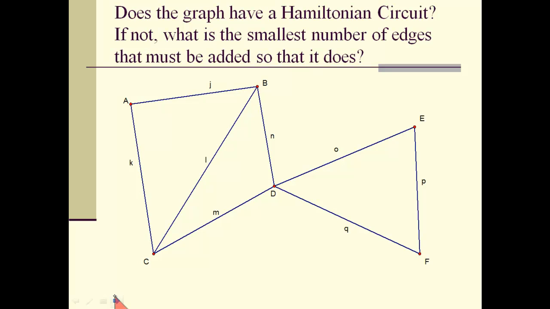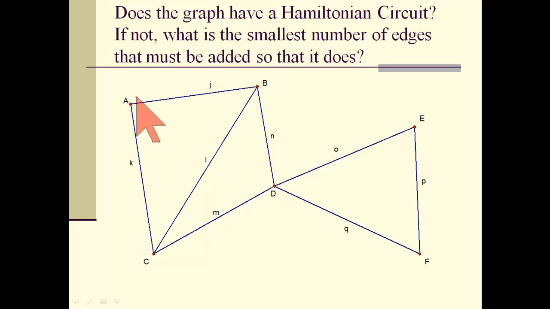Question, here's a graph. Does it have a Hamiltonian circuit? And if not, what's the smallest number of edges that you have to add so that it does? So let's look at this example and the one following and just get some idea maybe of a strategy or see how easy or hard this type of problem is.